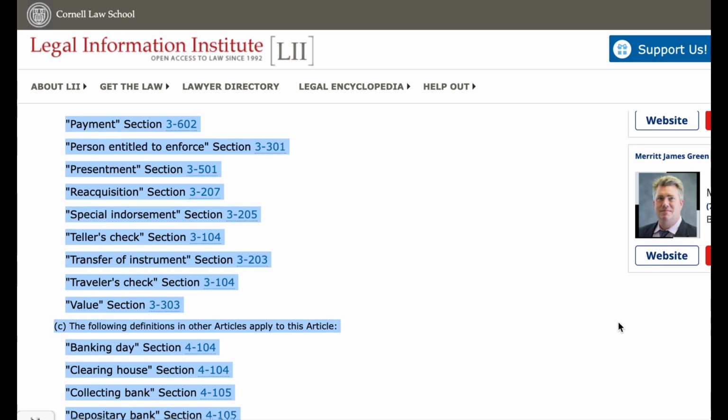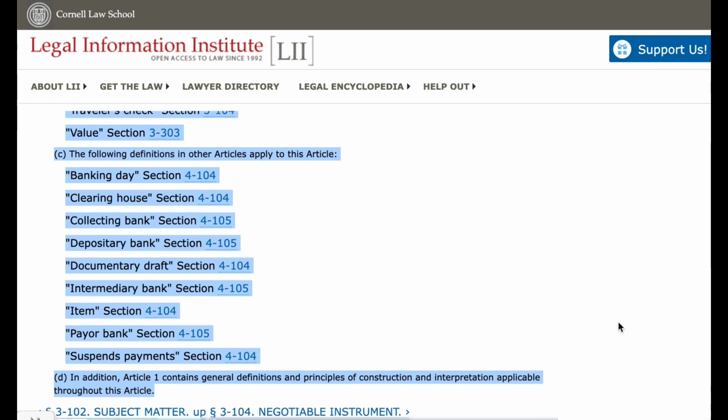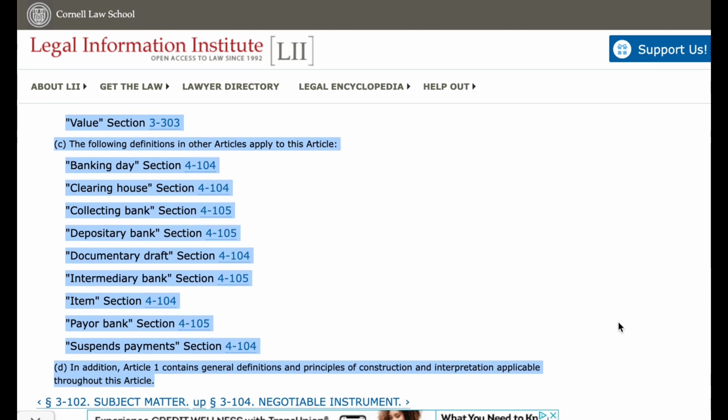See the following definitions in other articles applied to this article: banking day, Section 4104; clearing house, Section 4104; collecting bank, Section 4105; depository bank, Section 4105; documentary draft, Section 4104; intermediary bank, Section 4105; item, Section 4104; payer bank, Section 4105; suspends payments, Section 4104. D. In addition, Article 1 contains general definitions and principles of construction and interpretation applicable throughout this article.